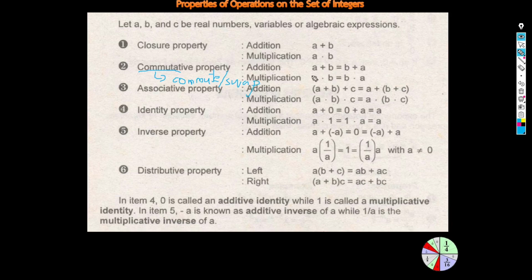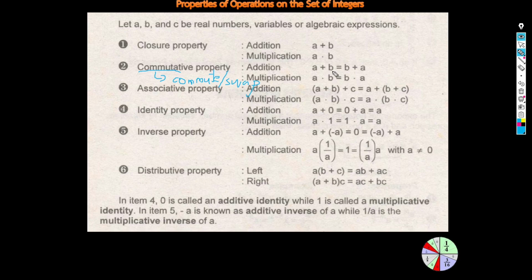For example, in addition, you swap A and B. A plus B, and then you swap the order, so B plus A will just give you the same number.